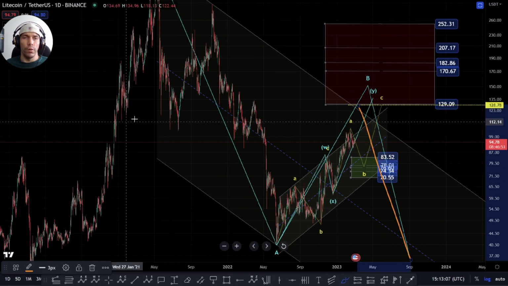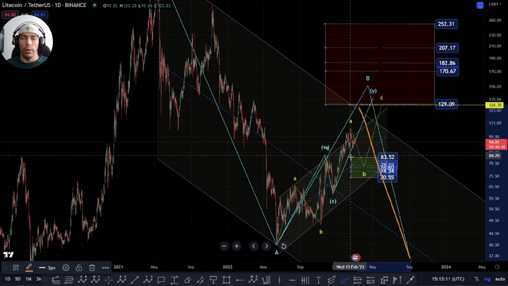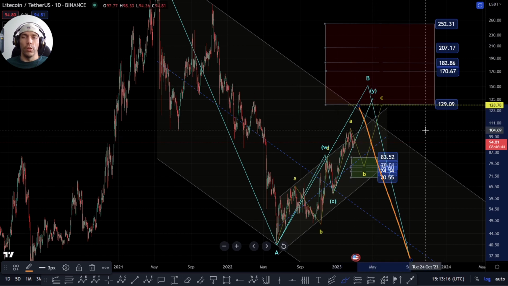Obviously, we do have quite a big zone here of support as well, that we need to get through if we're going to look for this to actually continue to the upside.